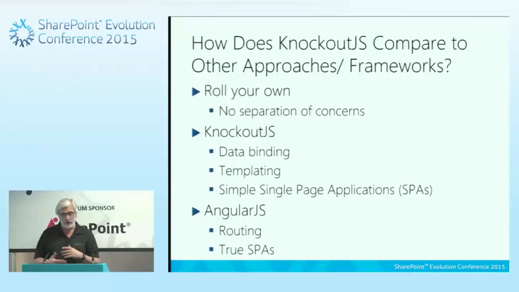So how does it compare to some other approaches or frameworks? If you roll your own, like, as I said, we don't have that separation of concerns, and I'll show you an example of exactly what I mean by that. Knockout gives us data binding, templating. We can build single-page applications. The way I think about that is that it's really like a single page, okay? Like you don't go anywhere from that particular page. Whereas Angular does true single-page applications because it adds the concept of routing.